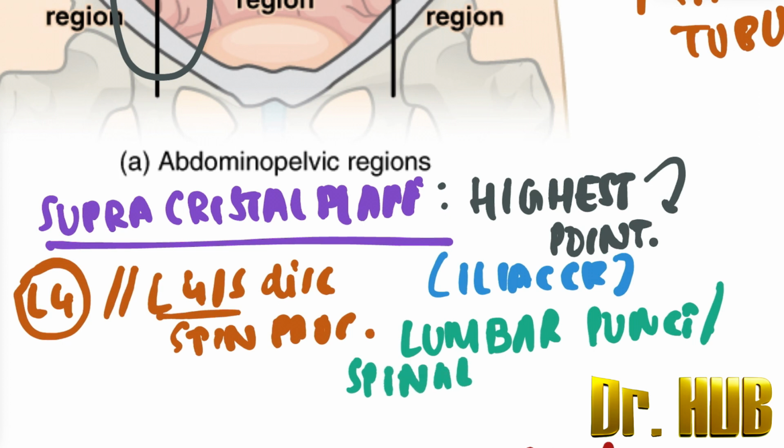So what is the most important plane? It is going to be the supracristal plane. That is the highest point of the iliac crest on both sides, and it is the level of the L4 body and the bifurcation of the abdominal aorta. So the abdominal aorta bifurcation also takes place here.